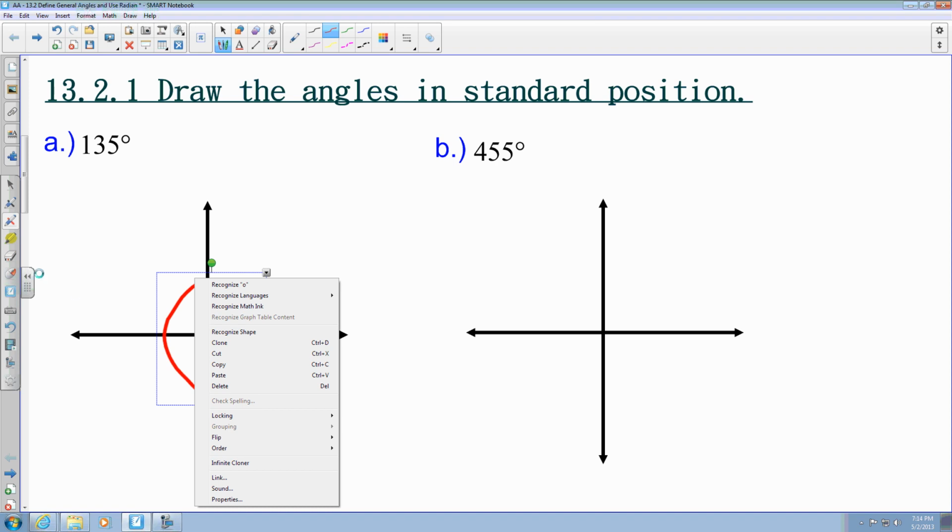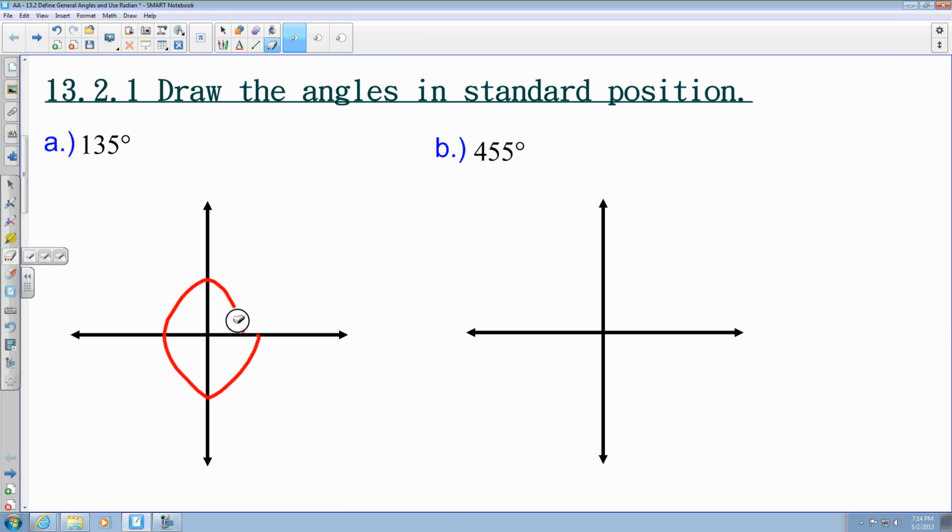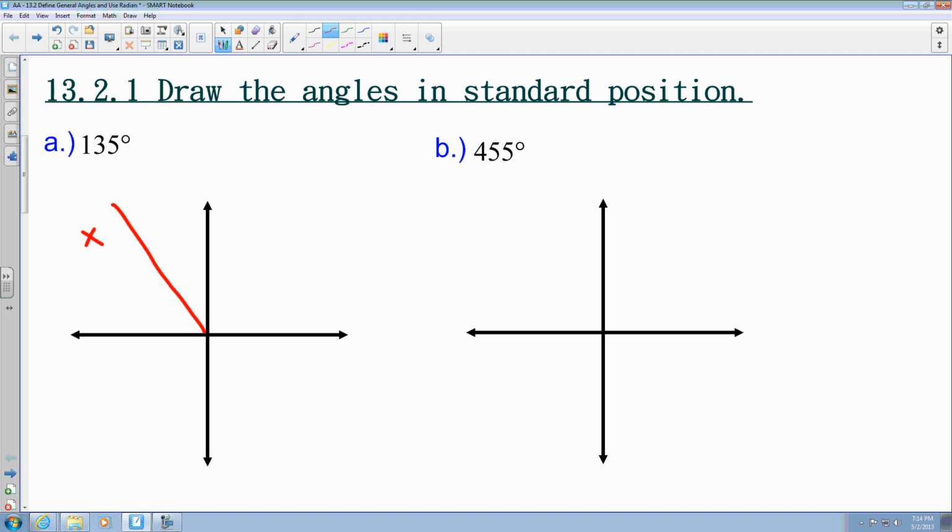Knowing that, I can figure out roughly where my angle for 135 is going to be located. I know that it's going to be in this second quadrant here, somewhere around here. And I know that if I take 135 and minus 90, I get 45. So it looks something kind of like this. So the angle's somewhere right around here, and then I draw something like this, and I put 135.